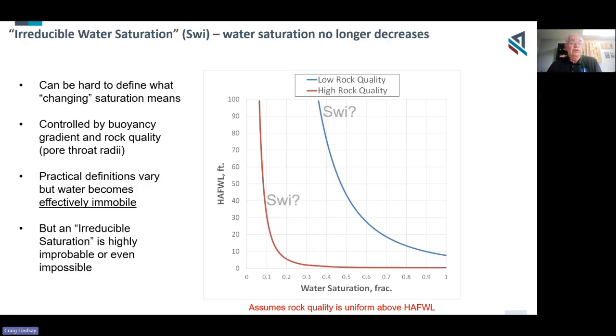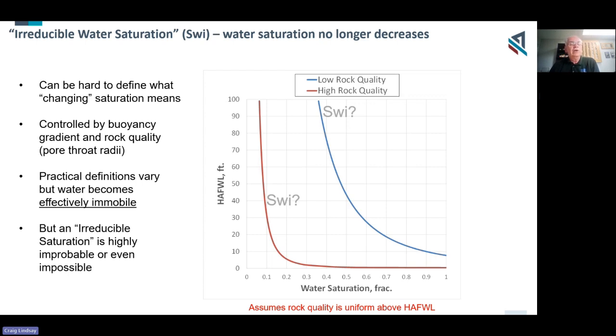And then we've got this other term, the irreducible water saturation, or we could say a water saturation that no longer decreases. Now, again, looking at those same two curves, you could ask where on that curve the water saturation stops decreasing. Actually, it's still decreasing at the top. And in fact, there's no such thing as irreducible water. It's highly improbable or even impossible, except in very rare cases where you have a very narrow pore size.